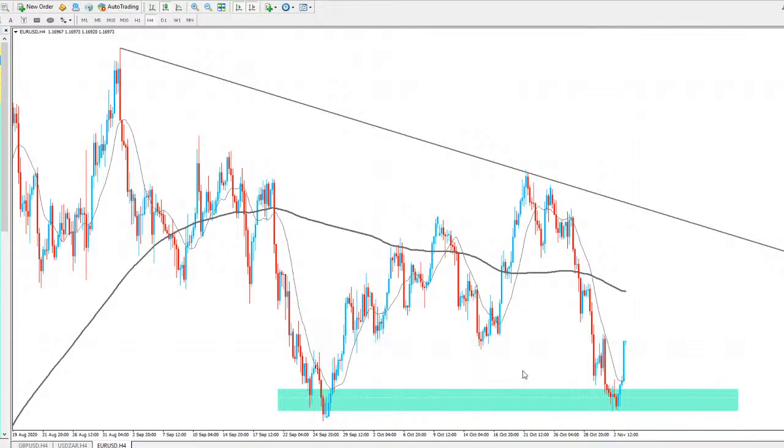So it depends on how the next candles close, but for me, there's no real trade for us on USD. Momentum is definitely to the upside though.